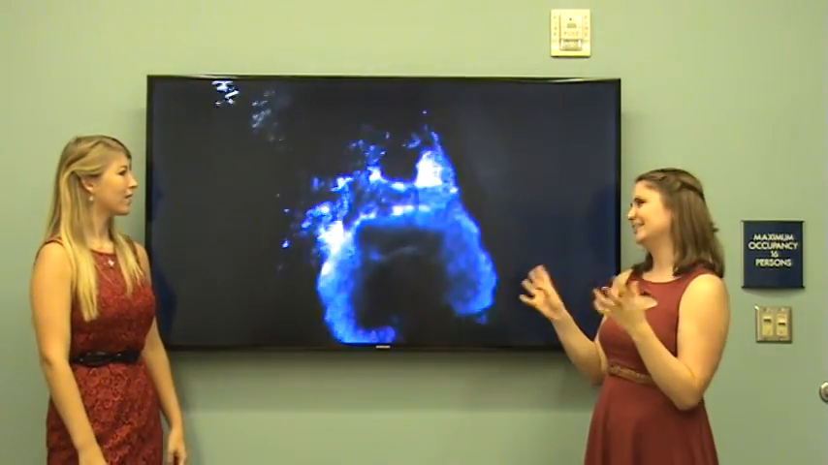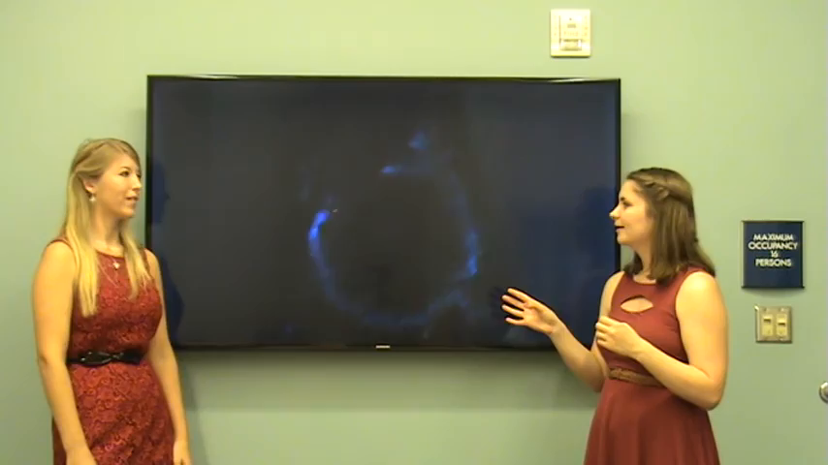So, pretty cool. They just dropped a rock in the water. Then you can see all those dinoflagellates glowing.